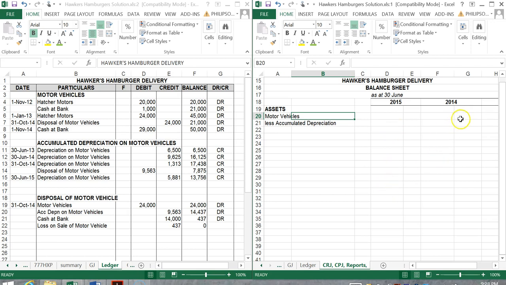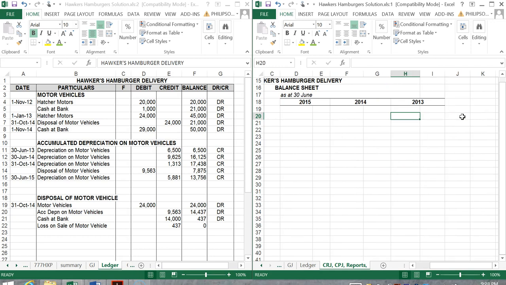Okay, let's start with 2013. 30th of June 2013 on motor vehicles would fall in between these two dates here. So therefore, this is our closing balance. Accumulated depreciation, 30th of June 2013, is this balance here. Subtotal equals 45 minus 6.5.